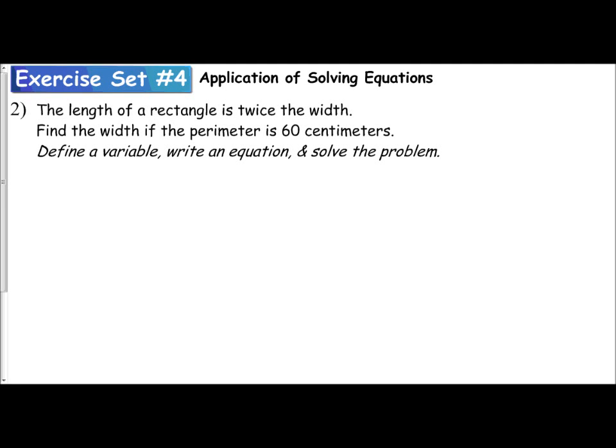We're going to continue looking at application problems of solving equations. Now let's look at a geometry concept. We're told the length of a rectangle is twice the width. Find the width if the perimeter is 60 centimeters. I want you to define a variable, write an equation, and solve.